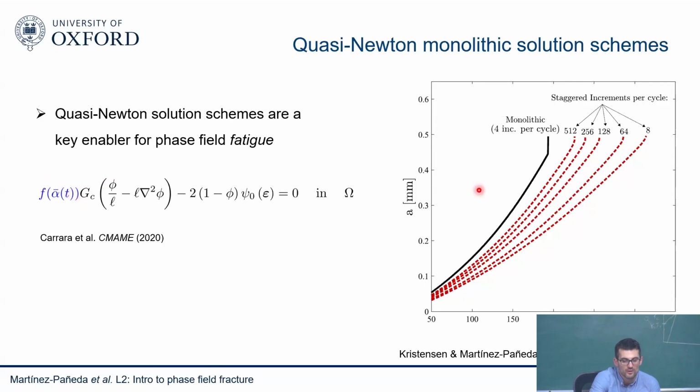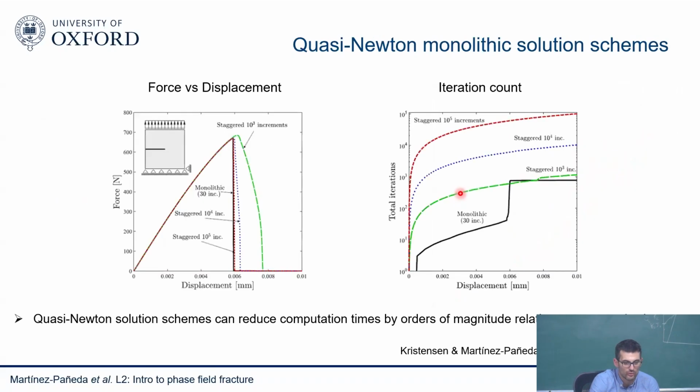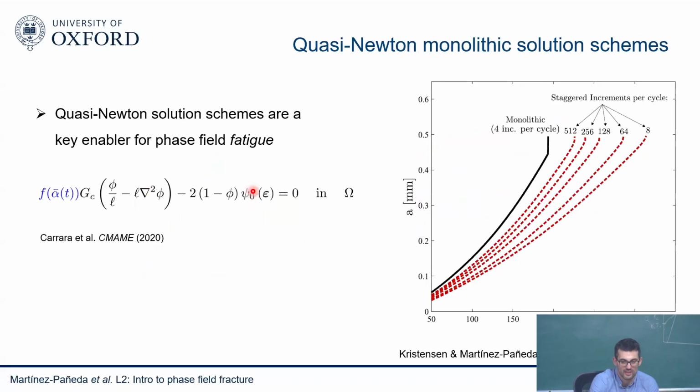But here, it's important that you use these techniques, because if you use a single-pass staggered scheme, you are accumulating errors every cycle. So this little error that you don't care about, in fatigue you do care, because you're accumulating it every cycle, and you can see here that you need hundreds of increments per cycle, and of course we're going to run millions of cycles. So basically these quasi-Newton monolithic solution schemes are a key enabler, I think, of phase field fatigue models.